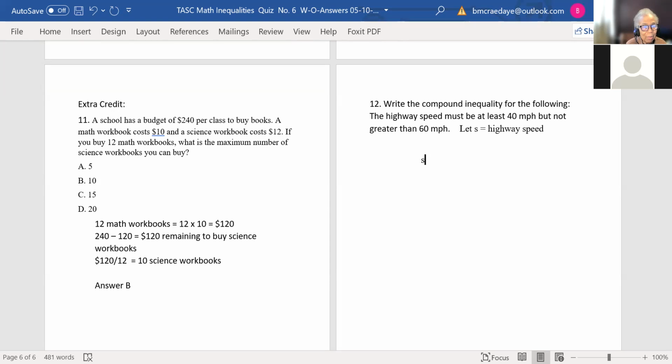So, okay, let's start with the right side. How would I write but not greater than 60 miles per hour? What would I put here for the 60, Maureen? Not greater. That means it's got to be less than or equal, right? So what would I put here after the S for the speed? I'm just working on the right side now. Not greater is less than or equal.